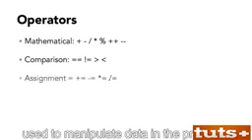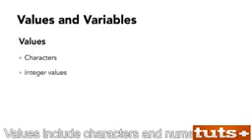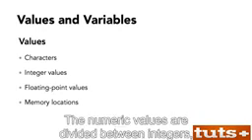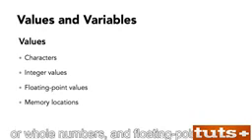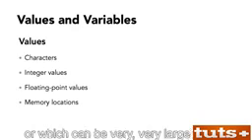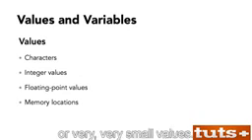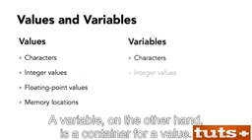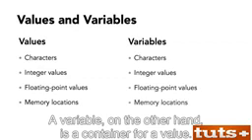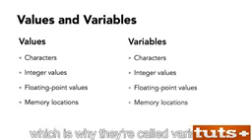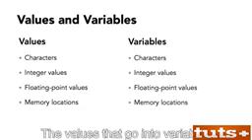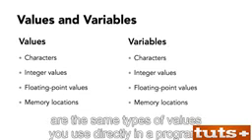Operators are symbols used to manipulate data in the program. These include the traditional math operators, as well as a host of other special symbols. Values and variables are similar. Values include characters and numeric values. The numeric values are divided between integers or whole numbers and floating point values, which contain a decimal part or fraction, or which can be very, very large values or very, very small values. A variable, on the other hand, is a container for a value. Its contents can change or vary, which is why they're called variables. The values that go into variables are the same types of values you use directly in a program.